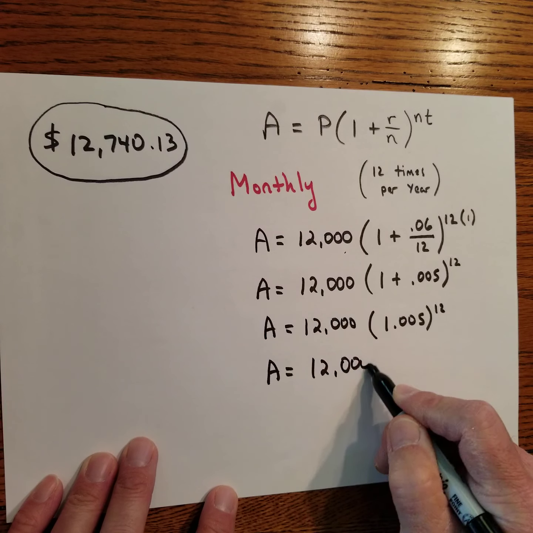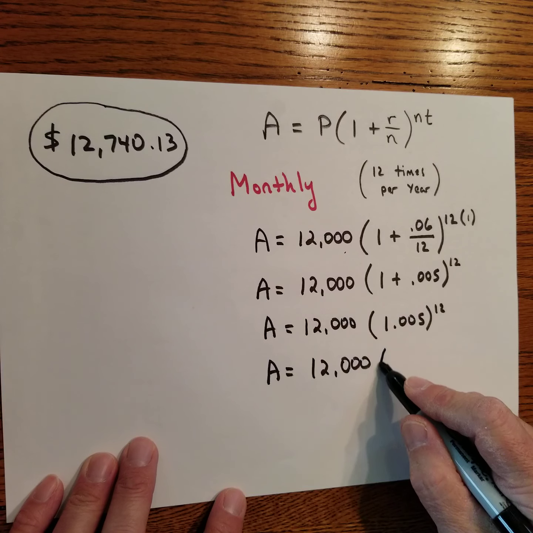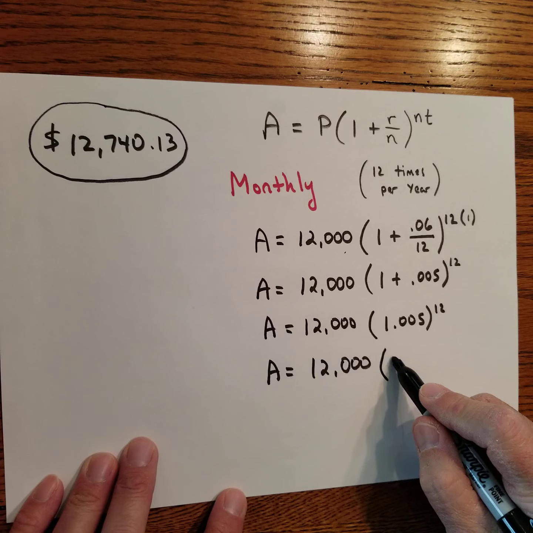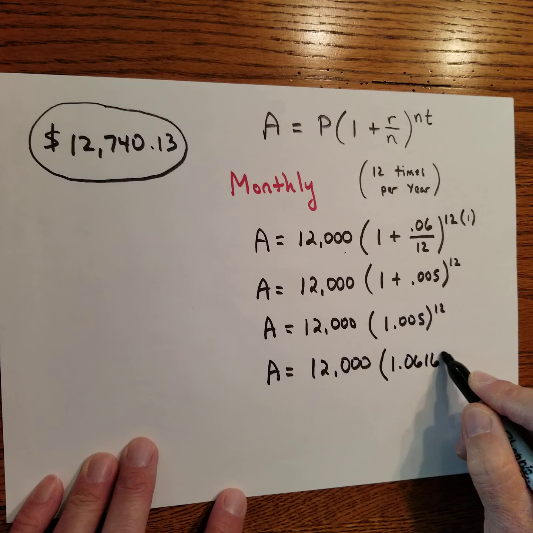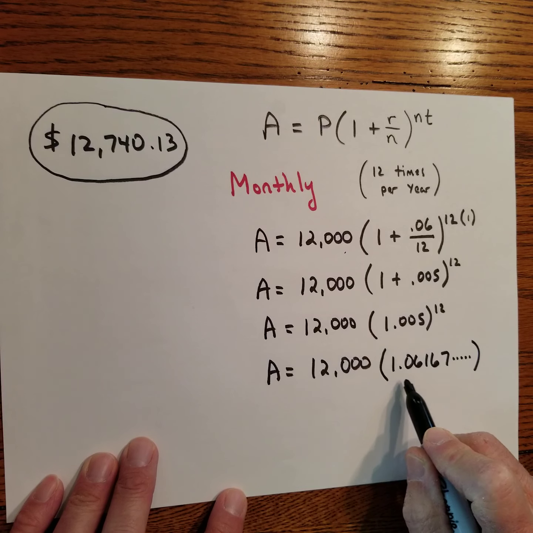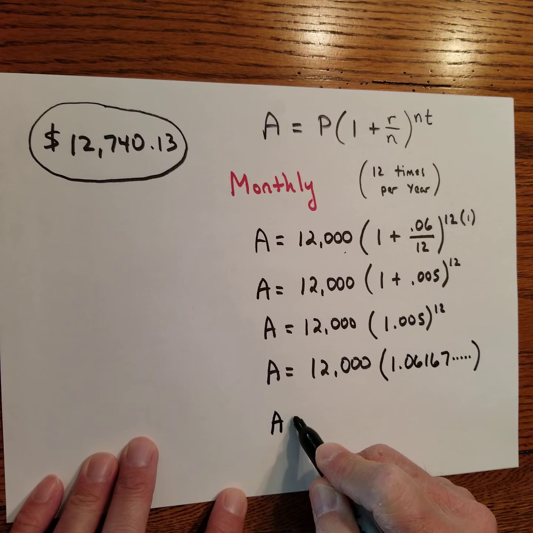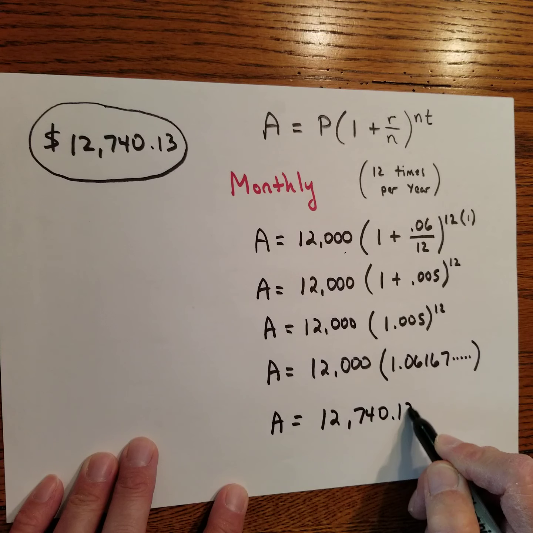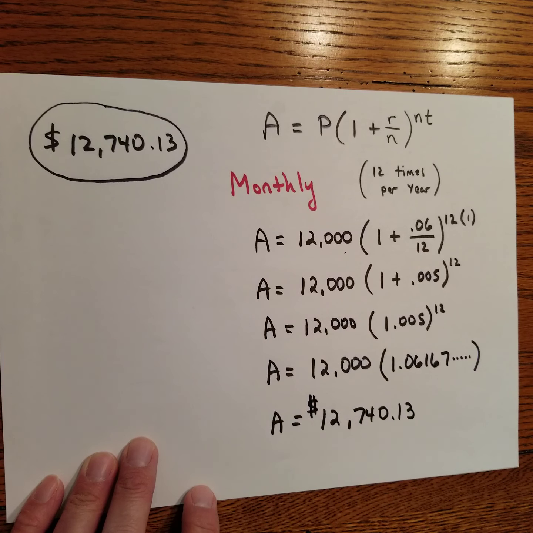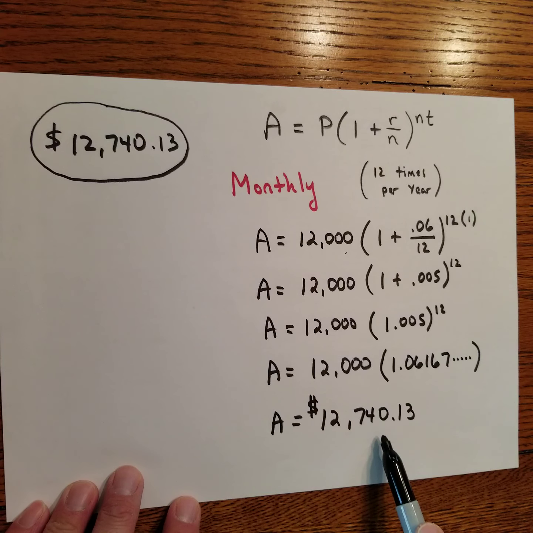The next step is on your calculator. Can you take 1.005 to the 12th power? You'll again get a very messy decimal. Leave that whole terrible decimal on your calculator and hit times 12,000, and you should get $12,740.13. The same as we did by using the simple interest formula 12 times, we can get the final answer using this formula just once.